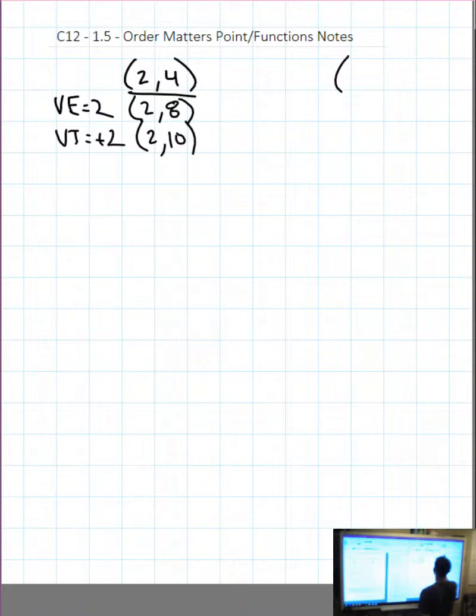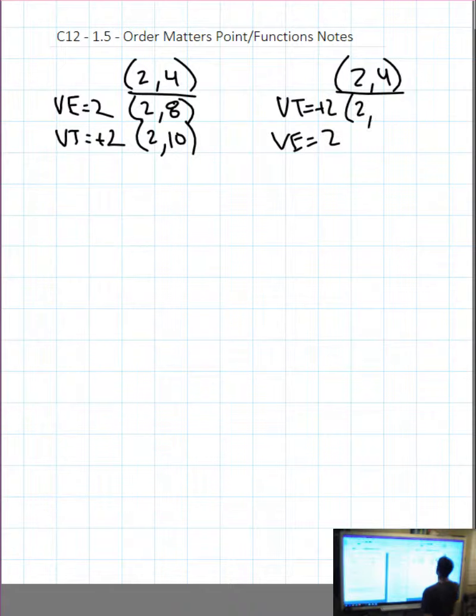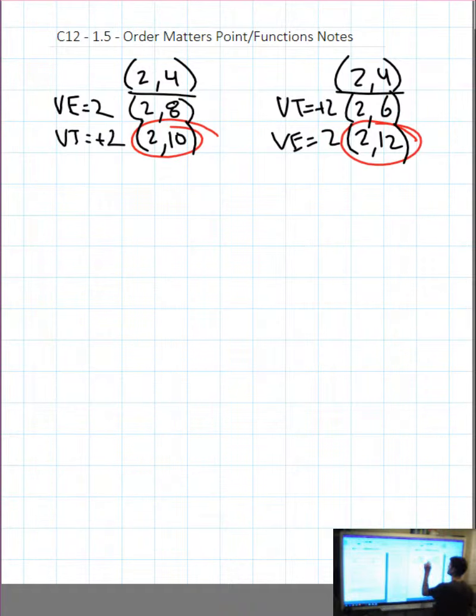Now, what if we take exactly the same point and we do those instructions in the opposite order, vertical translation equaling positive 2 and vertical expansion equaling 2? Well, if I go up 2, 4 plus 2 is 6, and then if I multiply the y value by 2, I get 12. Now notice my one point of (2, 12) is different than my other point, and we should be suspicious because we did exactly the same instructions in a different order.